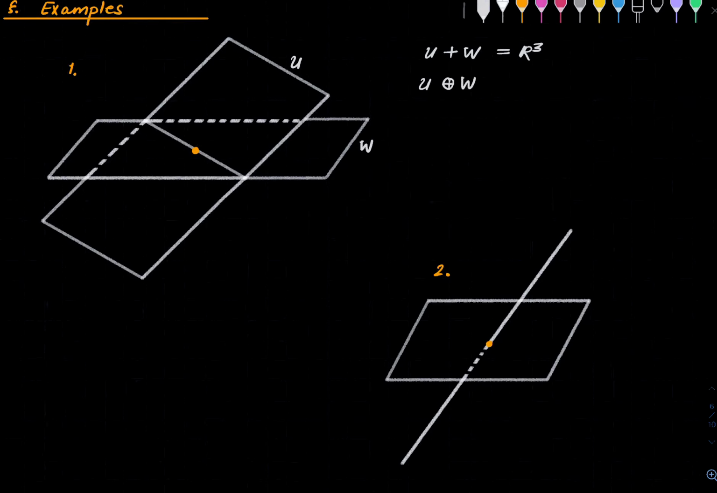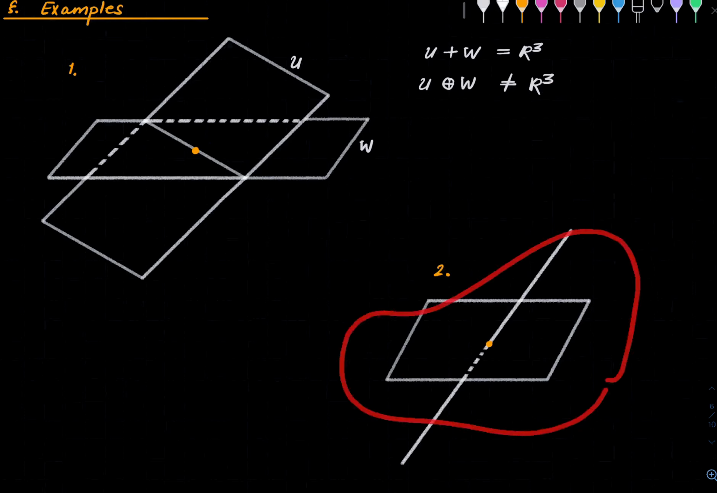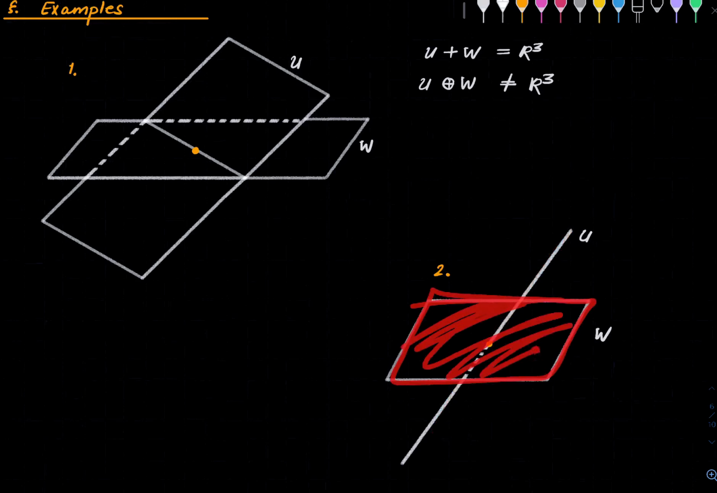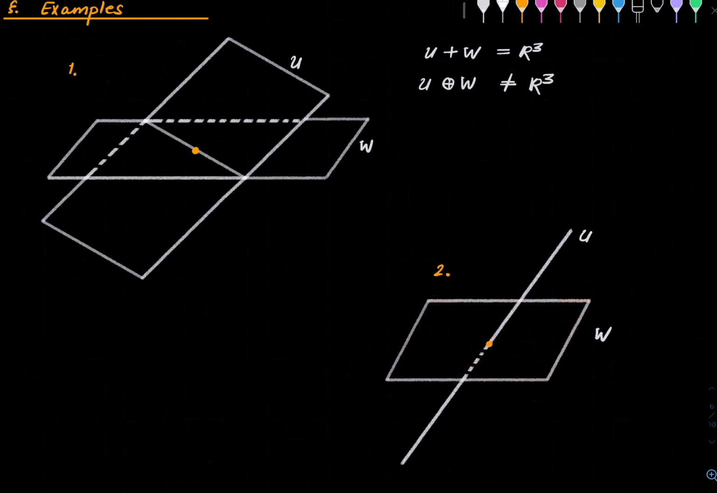What I'm trying to say with this equation is that R3 is not the direct sum of U and W. It is a sum of U and W, but not the direct sum. However, in this example, let's say this is U and this is W. So U is this line passing through the origin, and W is this plane passing through the origin. And here you can easily see that this is the case.